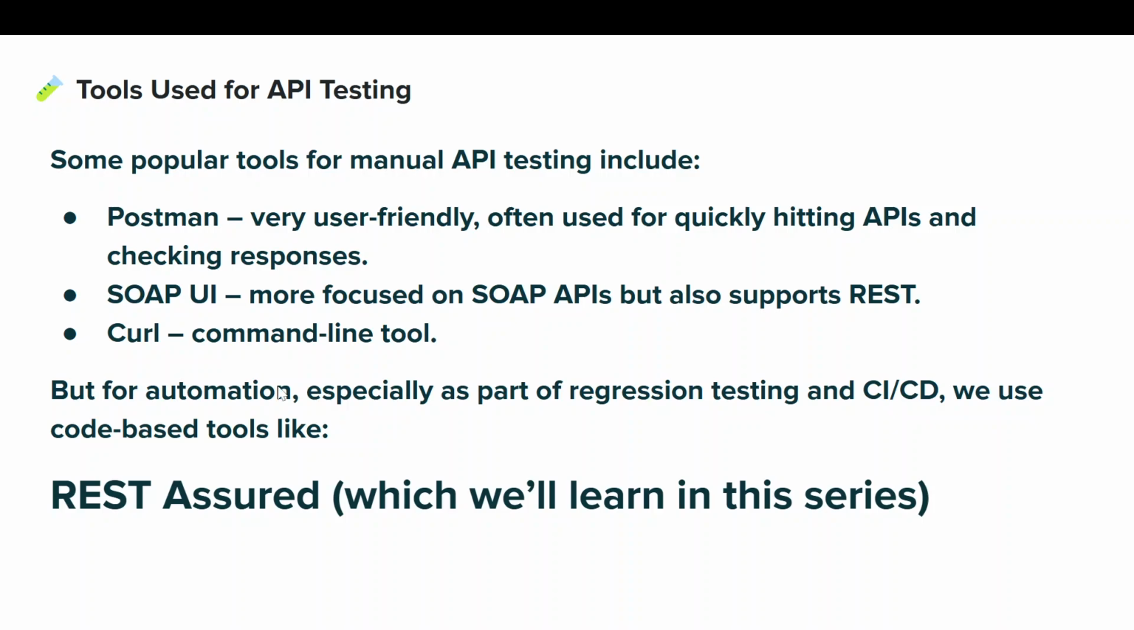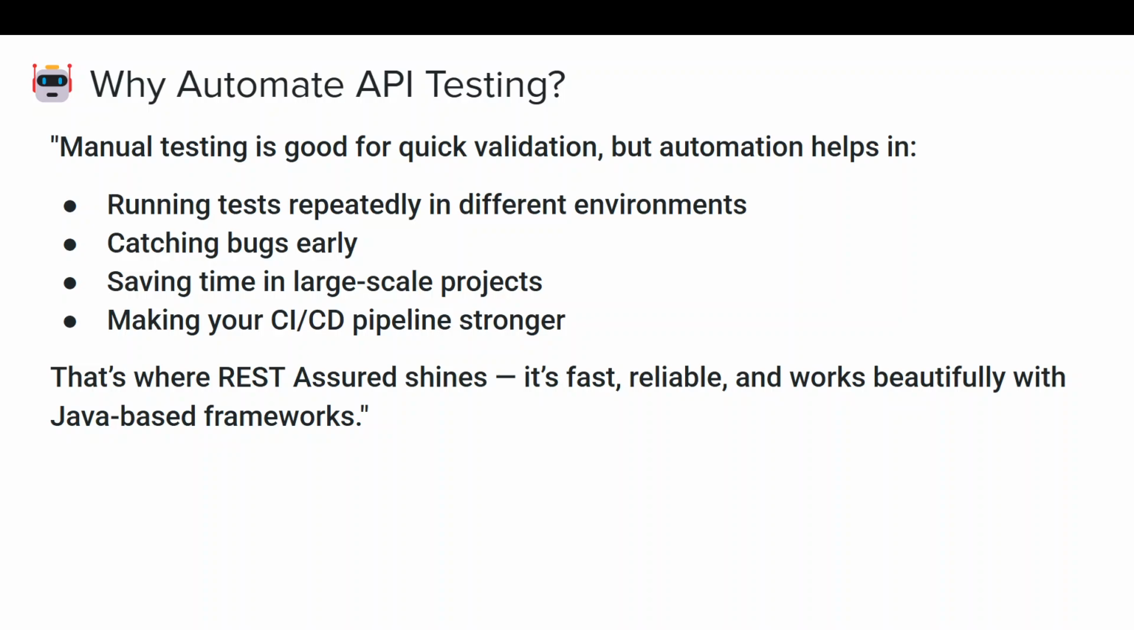But when it comes to automation, whenever you want to automate a large number of APIs, in such a situation we can use REST Assured. REST Assured is a library by which we can do API automation. That we are going to cover in our series. In this series we are going to see REST Assured API automation and why it is necessary to automate API testing.